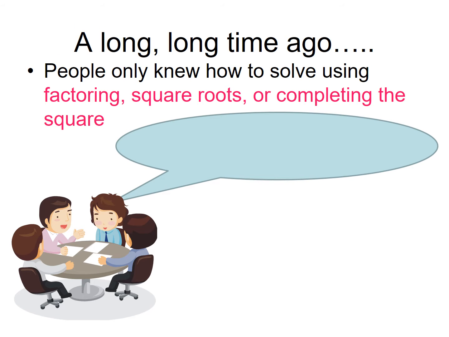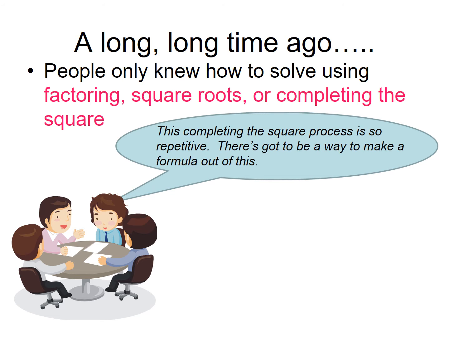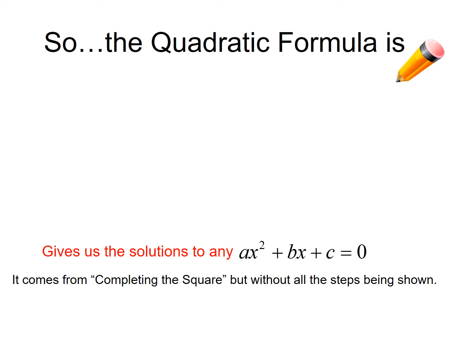So a long time ago, people only knew how to solve using the three things which we've already learned: factoring, square roots, or completing the square. So some people gathered around a table and talked about how completing the square was so repetitive and so annoying, and we just needed a better way. There's probably a formula that we could make out of this. And that formula is the quadratic formula. So some people sat around a table and hated all the different ways we know how to solve and came up with this formula.